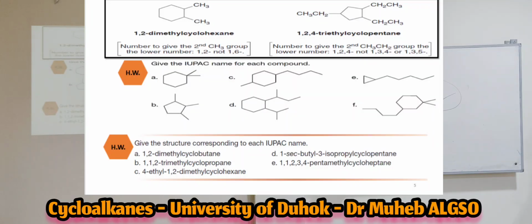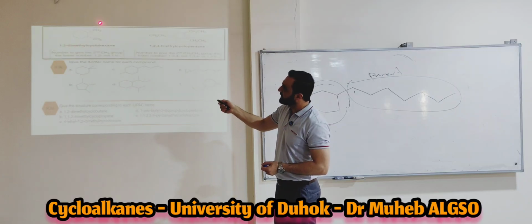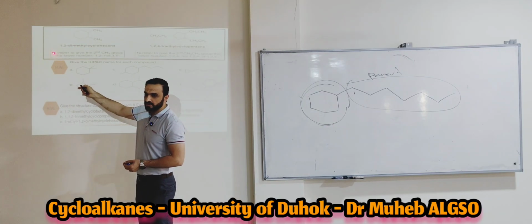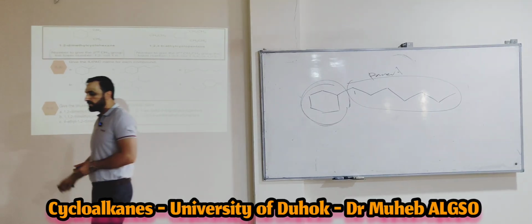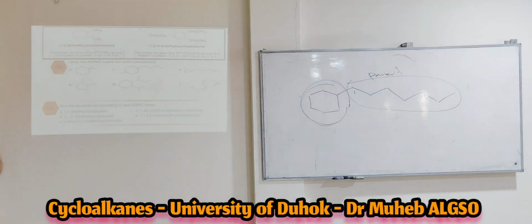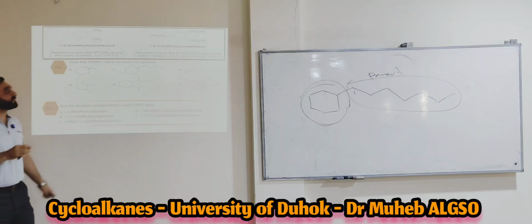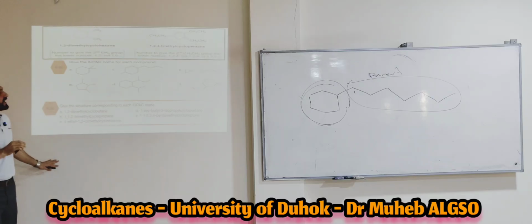What do we have here? Also, we have another example: 1,2 dimethyl cyclopentane. Why do we use 1,2? Why do we put numbers? Because there are two substituents, more than one. If you have one substituent, we don't need a number. But if you have two substituents, where are they? 1, 2, or 1, 3, or 1, 4. In this example it is 1, 2, so it is necessary to put the numbers here.